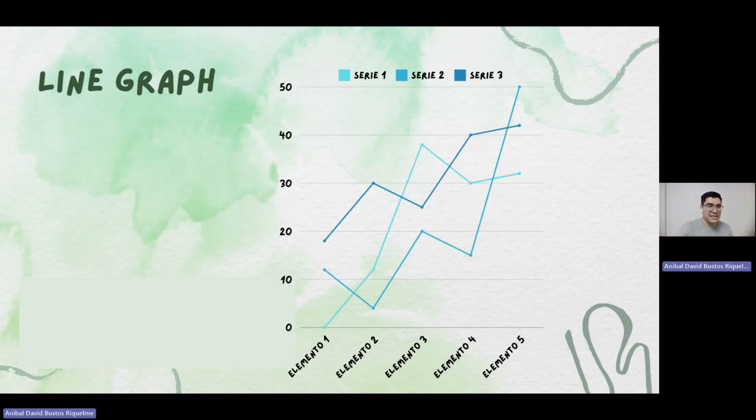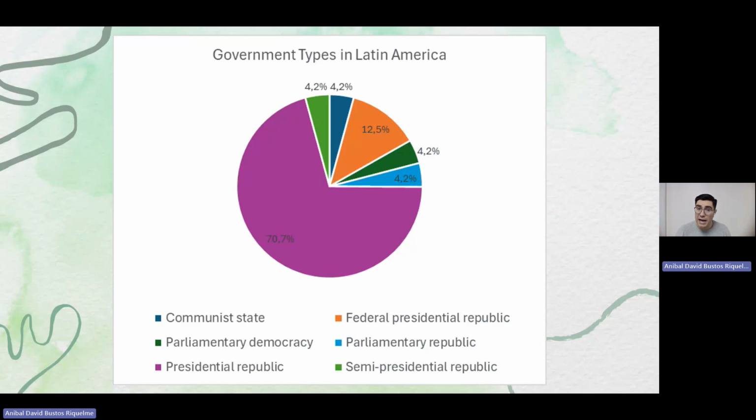So let me show you a little example. This is a pie graph, and this is the pie graph which we are going to use for this class. This pie chart is the government types in Latin America. So the information that you are going to get from the reading comprehension text is summarized here. So we have communist state, parliamentary democracy, presidential republic, federal presidential republic, parliamentary republic, and something else that I can't see.